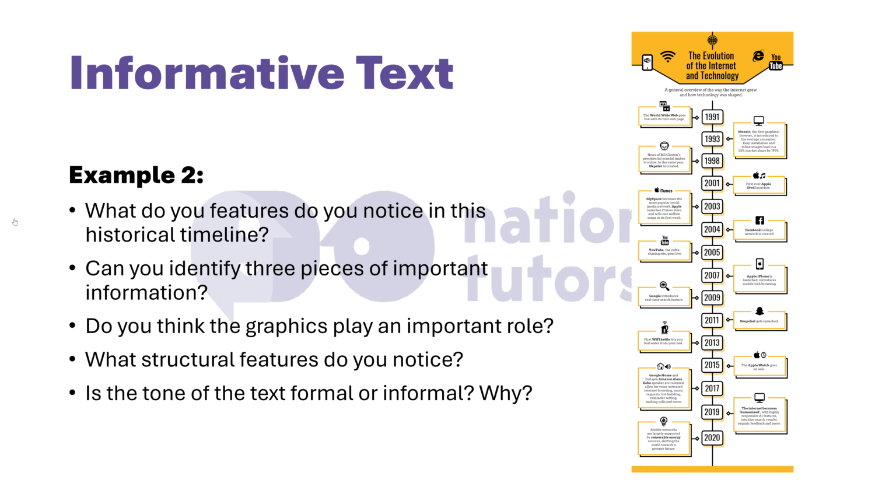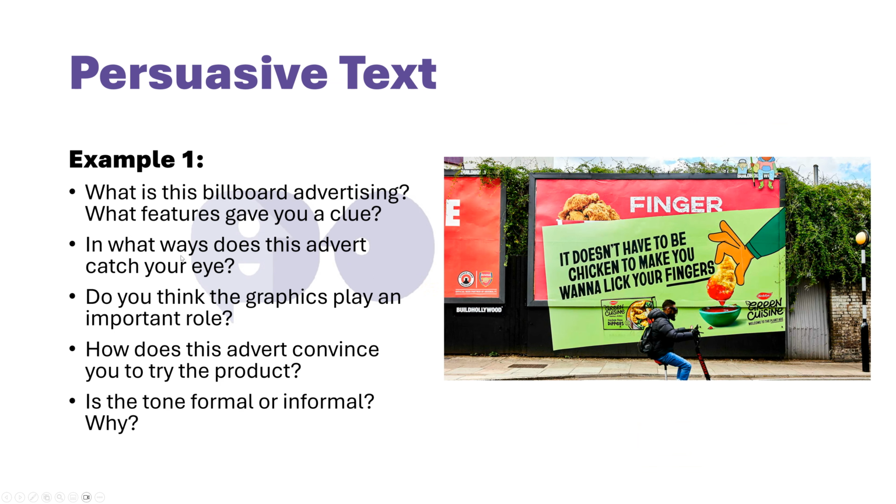And finally, once again, is the tone of the text formal or informal? Again, here I'd say it's formal, but it's also very matter of fact. It's very factual. It's just getting to the point, telling us what each step on the technology timeline looked like. So that was informative text. Next, we're going to move on to persuasive text.